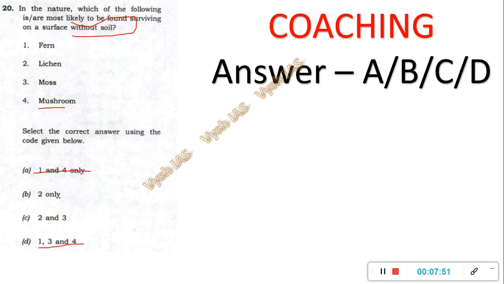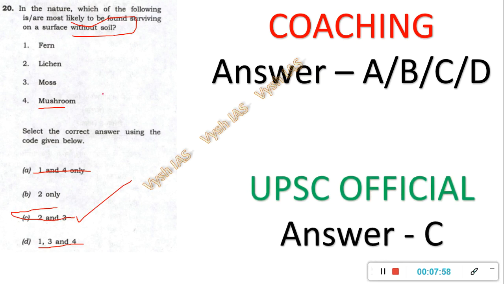Okay, but now when the answer key came, the answer is actually 2 and 3 only, that is lichen and moss. These two can survive even without soil, or grow without soil. But fern and mushroom and all need the soil or the mud content. So that is how it works, and each one of this I'll explain with maybe pictures or more examples or data, so that when UPSC repeats, because in environment questions we see that most of the time it repeats.